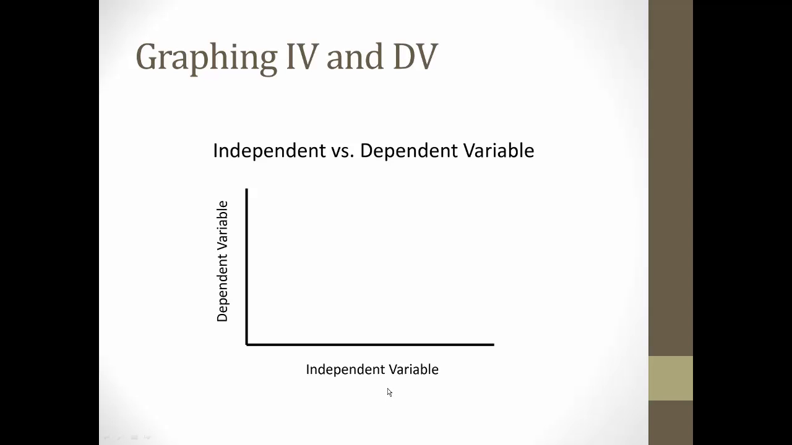A little note about graphing independent and dependent variables: the independent variable would go on the x-axis. This is the horizontal axis right here. You probably remember it from math courses. And the dependent variable would then be on the y-axis. So when you go to graph these, you have to remember to do it this way, and it's going to work out for you.